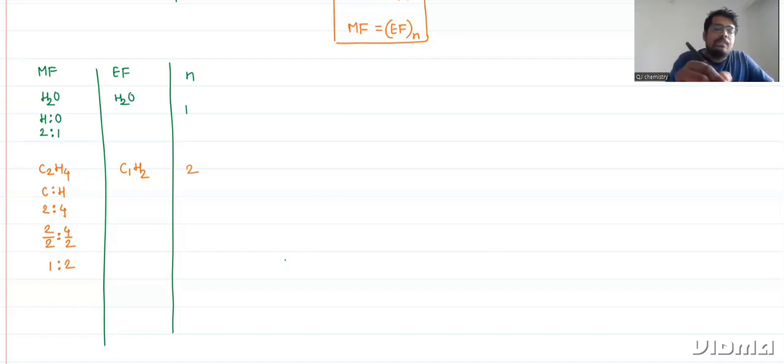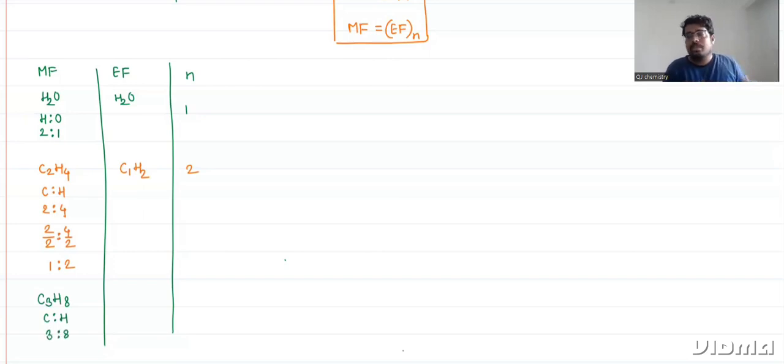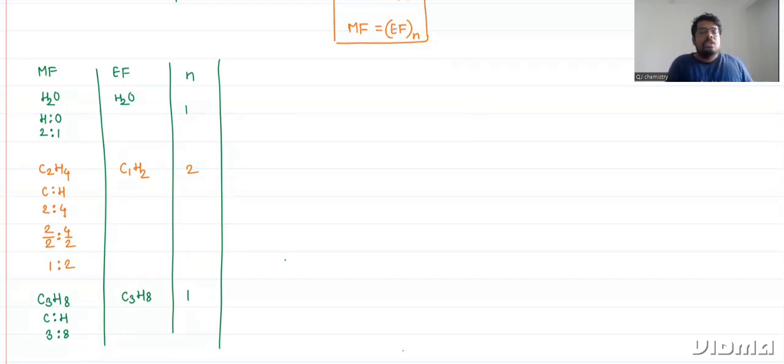The next example is ethane, C3H8. Here the carbon to hydrogen ratio is 3 is to 8. These are already present in simplified form in ethane, so further simplification is not possible. So its empirical formula is the same as its molecular formula, C3H8. If the empirical formula is the same as the molecular formula, then the value of n is always equal to 1. So this is all about the empirical and molecular formula relation.